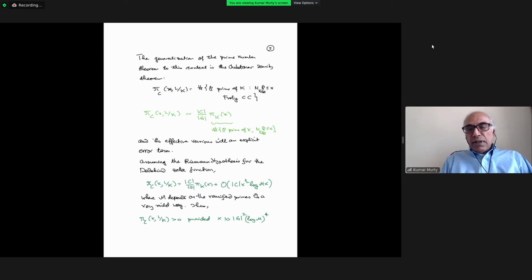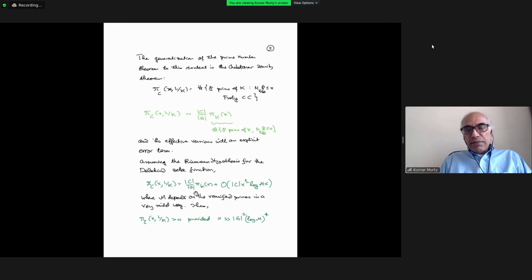And then you have a logarithmic term, which is pretty mild. I will, in general, just write this as script m x. So script m is, in a way, the radical of the discriminant. So this picks up logs of primes dividing the discriminant. And so now, if I have this asymptotic formula, then I can answer the question: when is this positive?